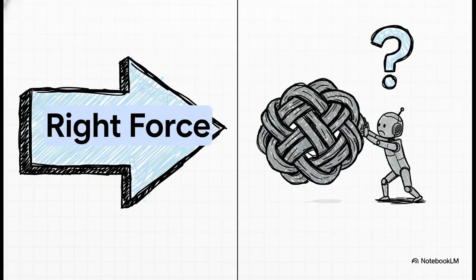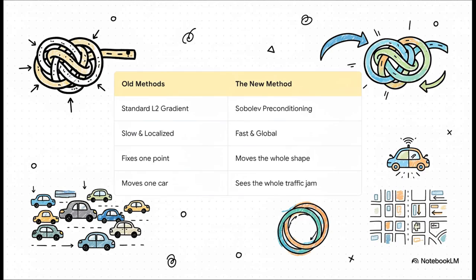Okay, so now we have the right kind of force, but applying that force efficiently is a whole other challenge. And that brings us to the second key innovation, a fundamentally better way to optimize the shape. See, standard optimization methods are kind of like trying to solve a huge traffic jam by telling one car at a time to just move forward an inch. It's incredibly slow, it's super localized, you're only focused on the two points that are practically touching.